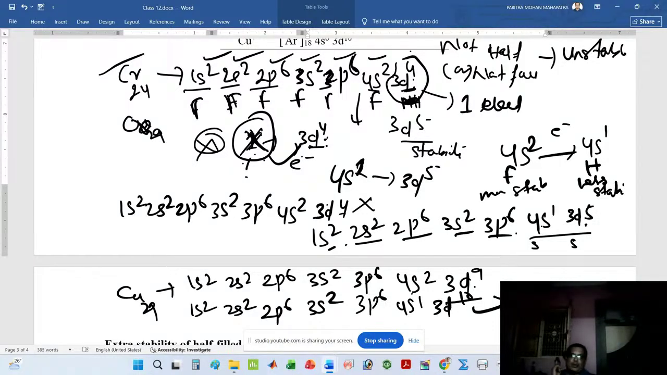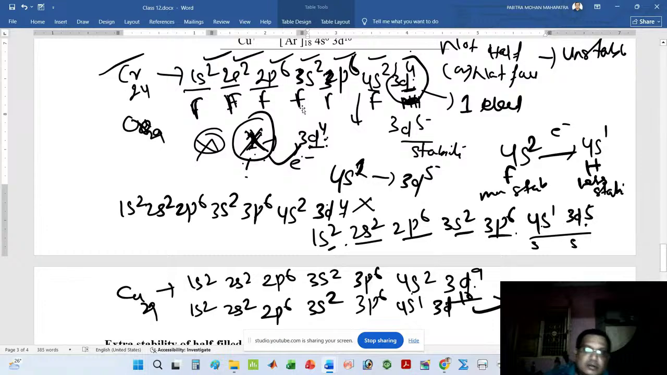Remember, such a case will happen in which two orbitals have the same energy, and after donating the electron, the donating orbital must be stable.